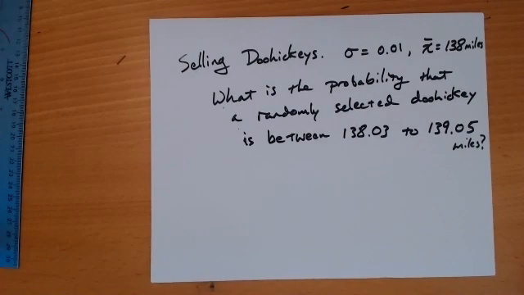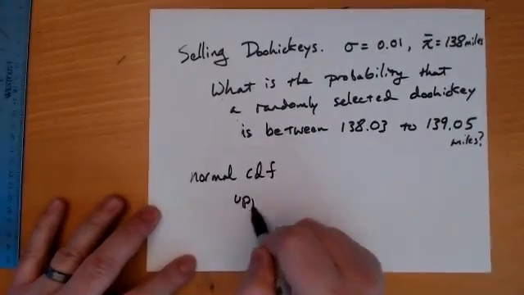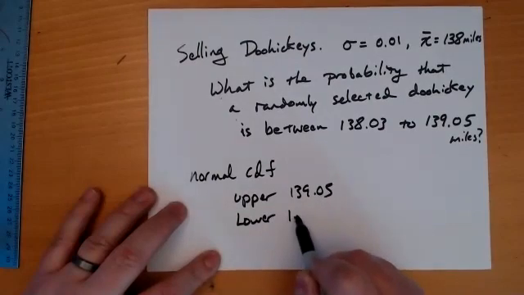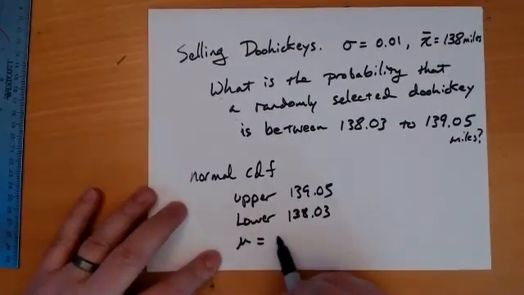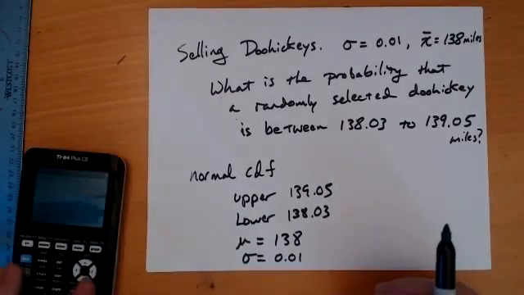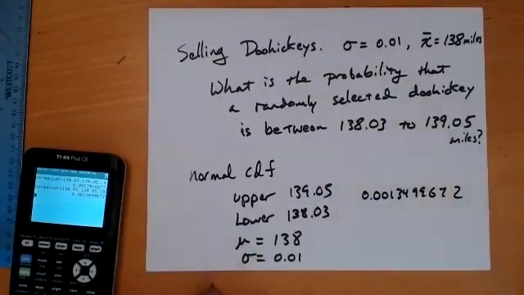Okay, I think I've answered everybody who's answered. So this was a normal CDF, not a binomial. My upper was 139.05. My lower was 138.03. My mu was 138. Standard deviation 0.01. And the number that spat out at me was 0.0013499672. I want 3 sig figs.